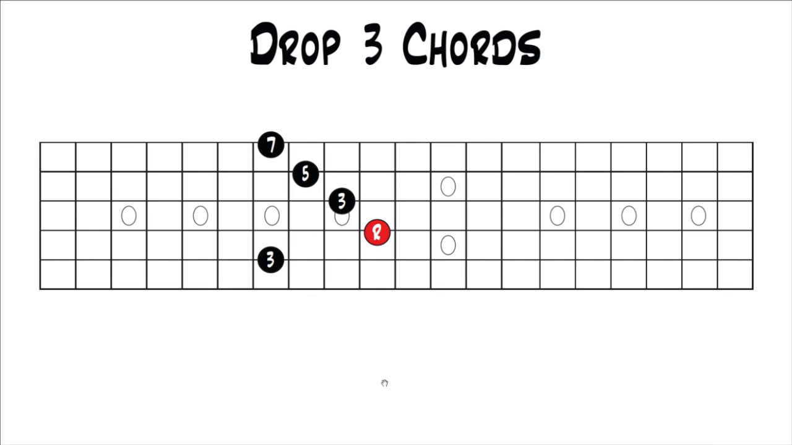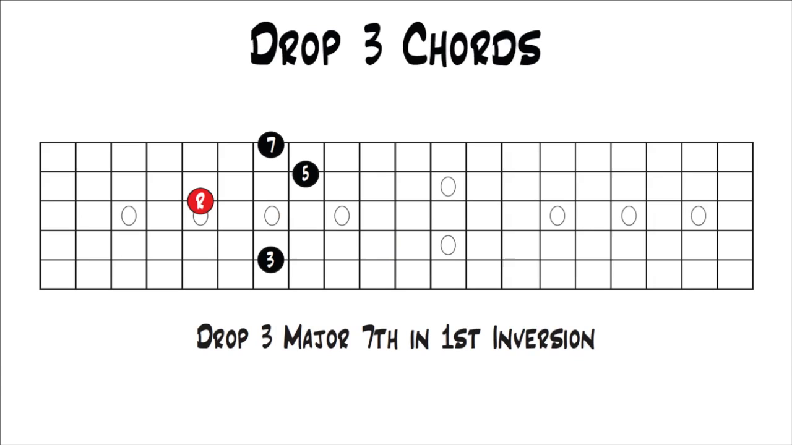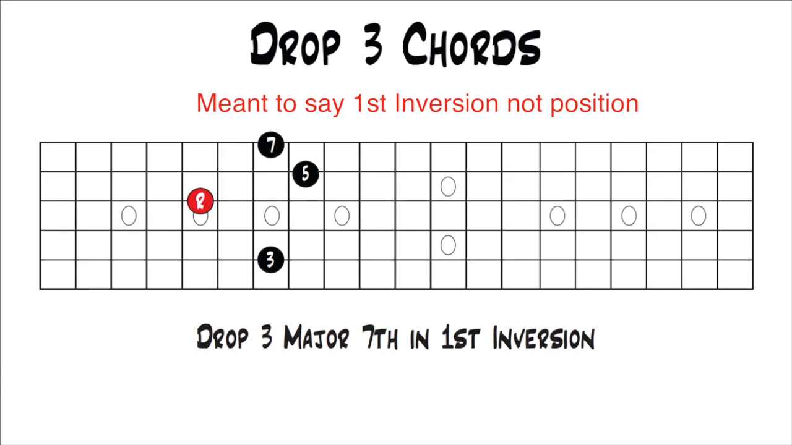And that would give you this shape. Technically this is a drop 3 chord, but it's not the most common way to play this. The most common way to play it is to take this note now and move it down to its unison note. So it's not down in pitch, just down towards the floor to its unison note on the adjacent string, right to there, and that would give you this shape. So this is a common way to play a drop 3 major 7th chord in first position.